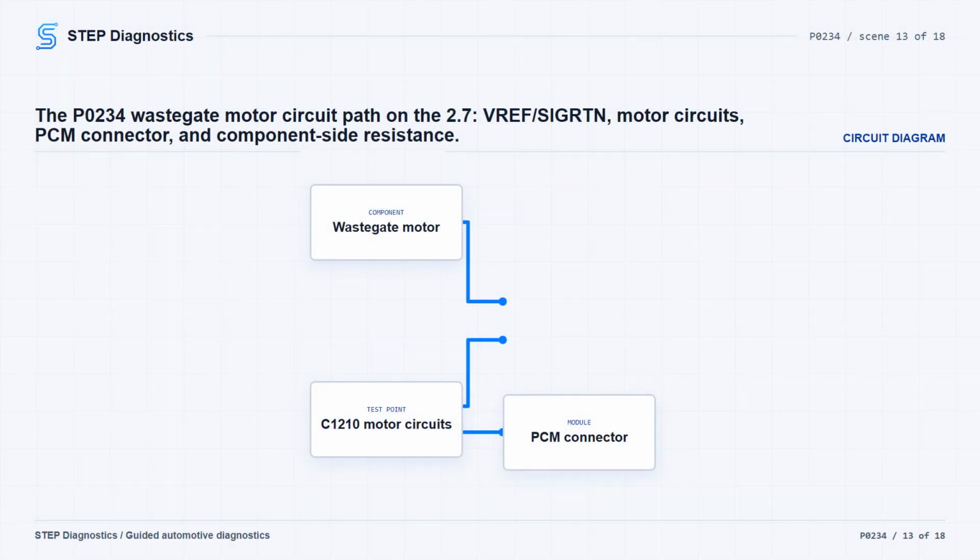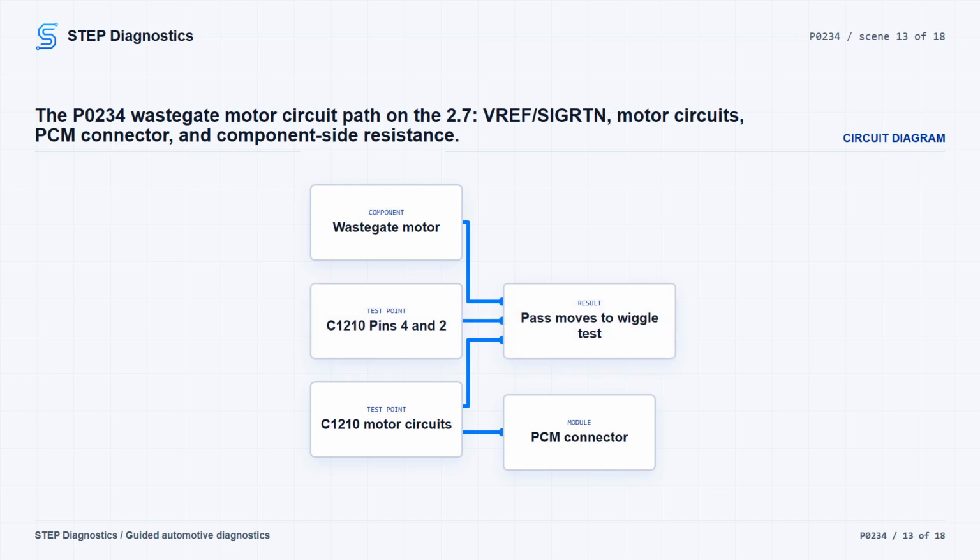For the wastegate motor circuit side, turn the ignition off and disconnect both turbocharger wastegate motor connectors. Turn the ignition on and check VREF and SIG-RTN for the P0234 path on the 2.7L EcoBoost at C1210 pin 4 to C1210 pin 2. Voltage should be between 4.5 volts to 5.5 volts. If it is not, pause and handle the VREF and SIG-RTN diagnostic path before going farther.